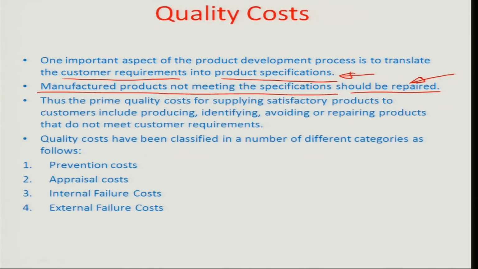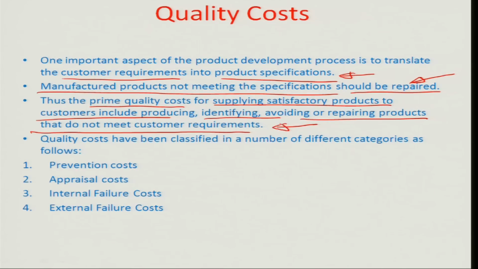So the prime quality costs for supplying the satisfactory products to the customers include producing, identifying, avoiding or repairing products that do not meet the customer requirements. So obviously, if you introduce quality at the process stage itself, by designing the process in a way that it produces high quality, then there may not be many deviations, okay, and this quality cost would come down.